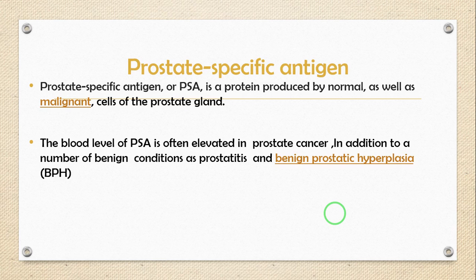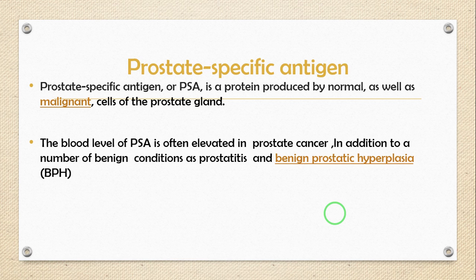Prostate-specific antigen is a protein that is produced by the prostatic tissue. Why is it important? Because it has diagnostic value. It can be used as a marker of certain diseases in the male. Usually it is produced by normal prostate tissue, and in case of hyperplasia of the prostatic tissue this will increase, and in case of malignancy it will also be secreted in large quantity.